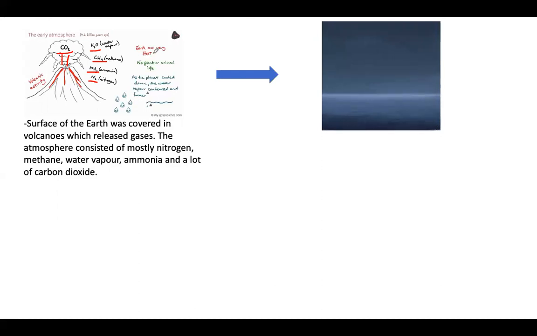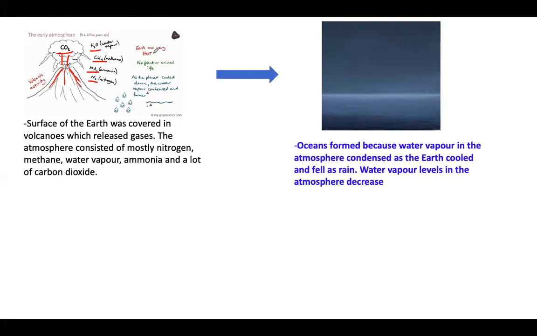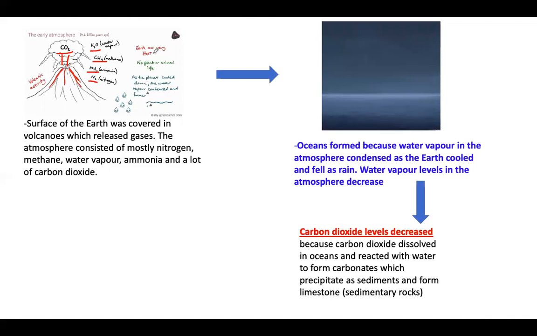You can tell I'm bored, but the Earth cooled, and the water vapor condensed and fell as liquid water as rain, and that actually formed the oceans. So because of that, water vapor levels in the atmosphere decreased. Now, this led to a decrease in carbon dioxide levels because carbon dioxide can dissolve partially in water. So lots of the carbon dioxide dissolved in the water of the ocean.